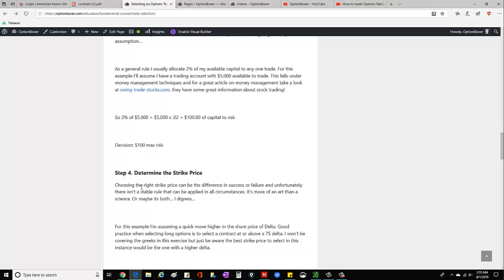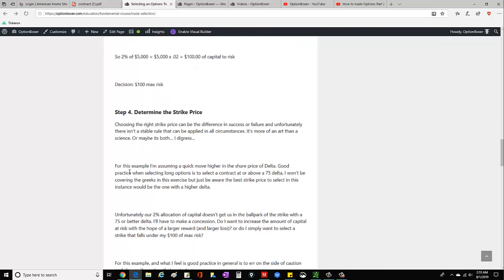Now let's determine the strike price. Choosing the right strike price can be the difference in success or failure. And unfortunately, there isn't a stable rule to be applied in all circumstances. So for this example, I'm assuming a quick move higher in the share price.